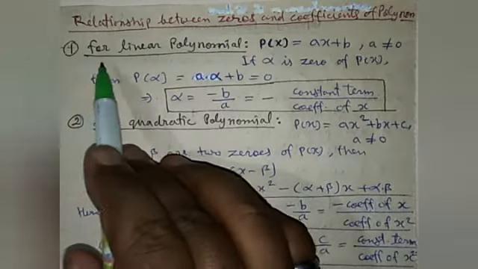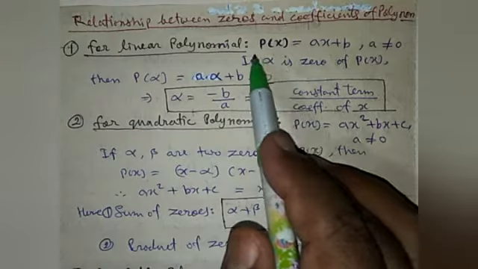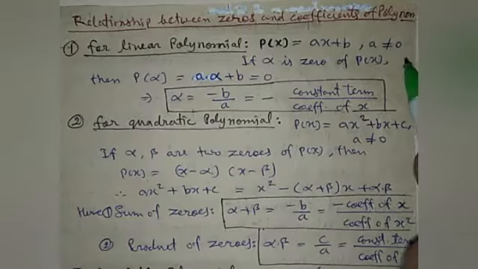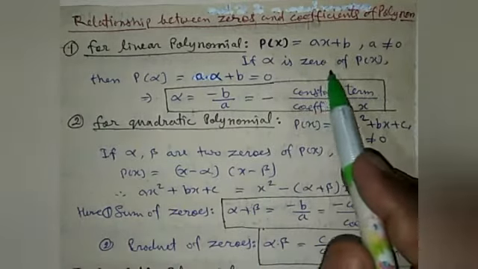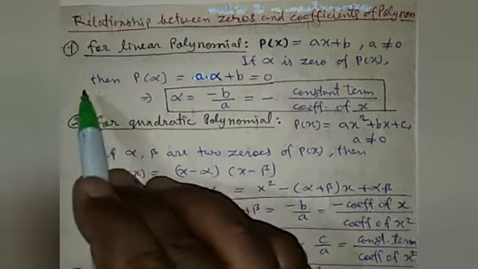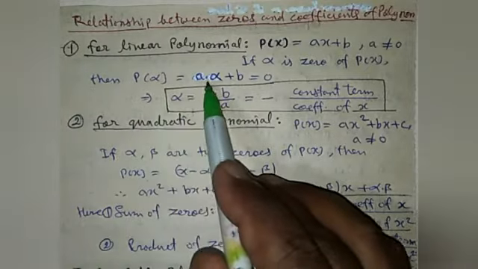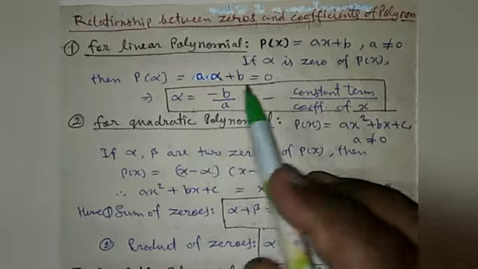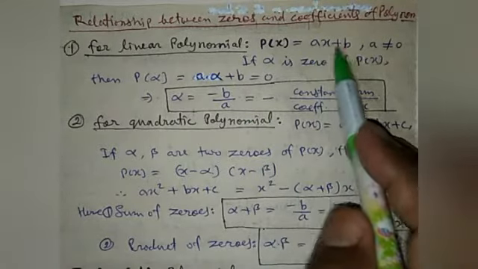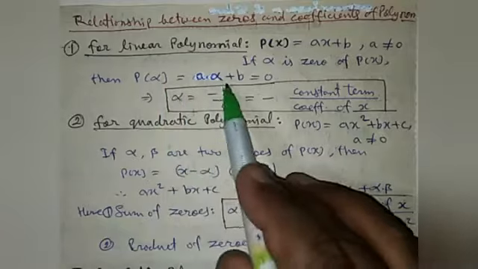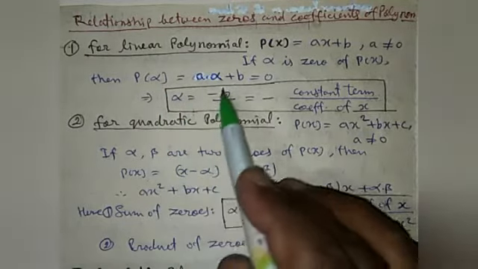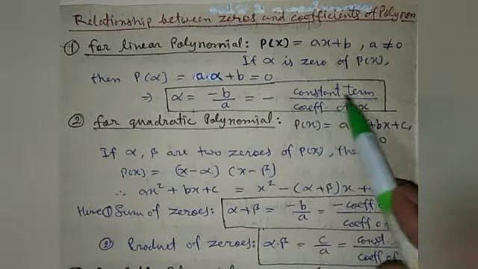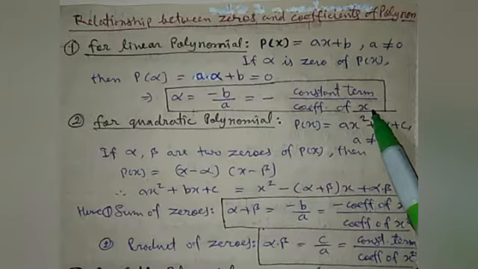So in the first part, for a linear polynomial, p(x) equal to ax plus b, where a is not equal to 0. Here, if alpha is a zero of p(x), then p(alpha) is equal to a into alpha plus b. Here you have to substitute alpha in place of x. So it will give a into alpha plus b, and for zero, it will be equal to 0. Hence alpha equal to minus b upon a. That means minus constant term upon coefficient of x.